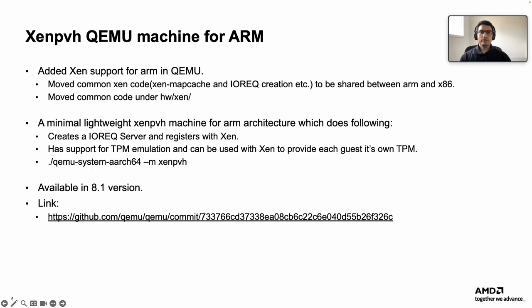It also has support for TPM emulation, which can be used to provide each guest with its own TPM. And now we have added support for VirtIO Net and VirtIO Block in this device. The device can be used in the very standard way in QEMU, just by mentioning the machine name as xenpvh. As I said earlier, it's available in version 8.1, and here's a link for those who are interested.